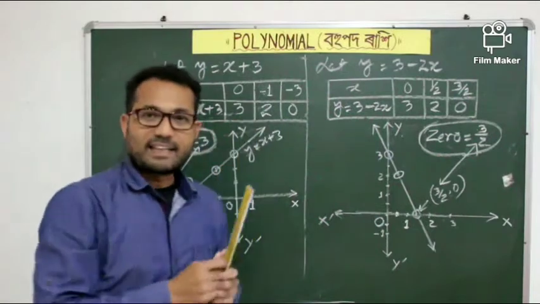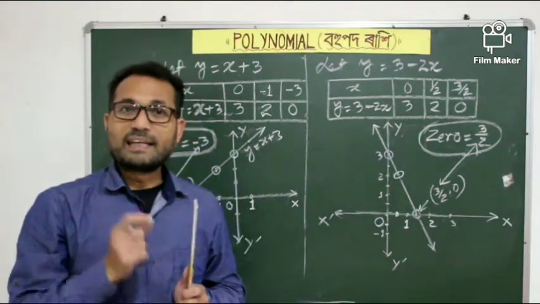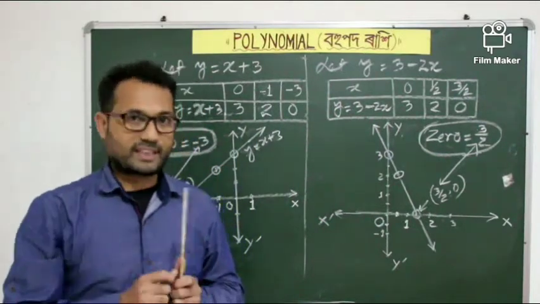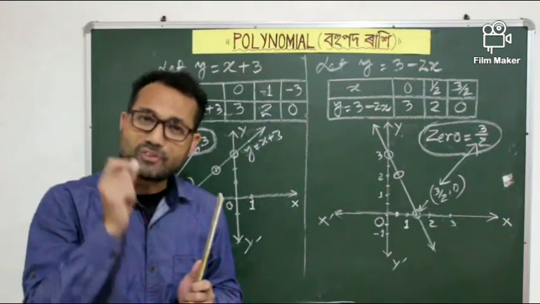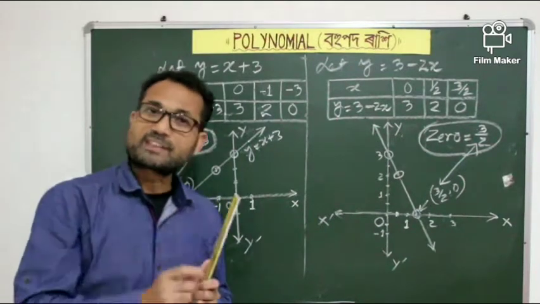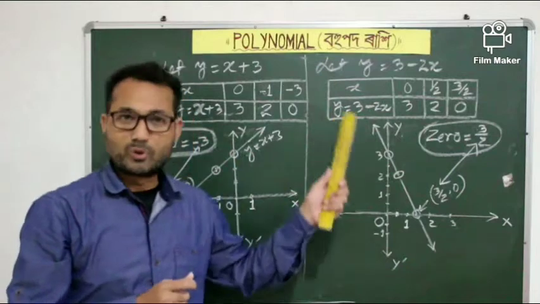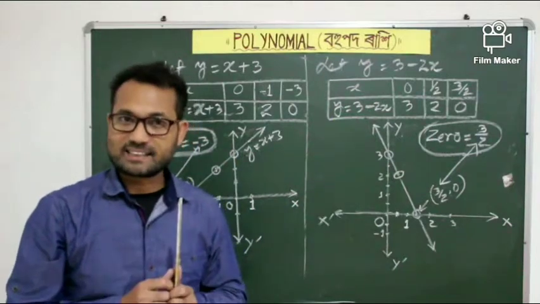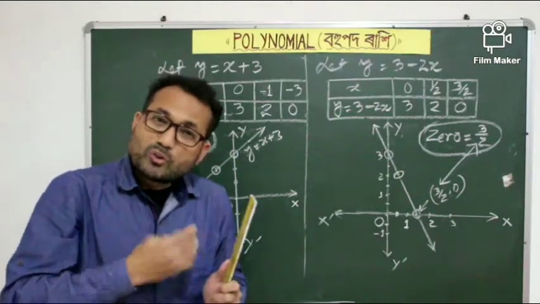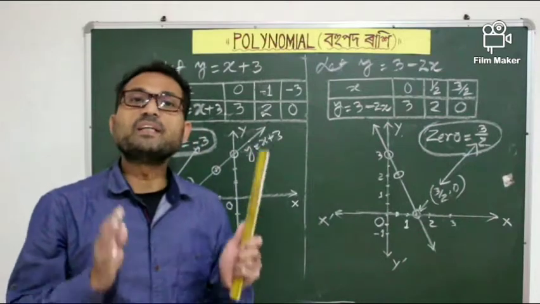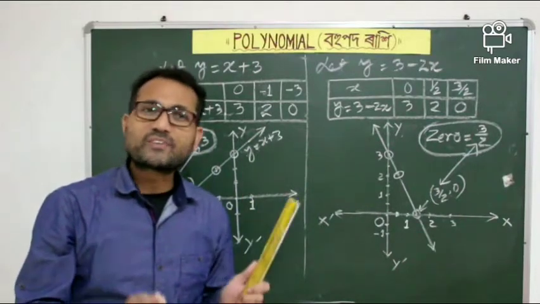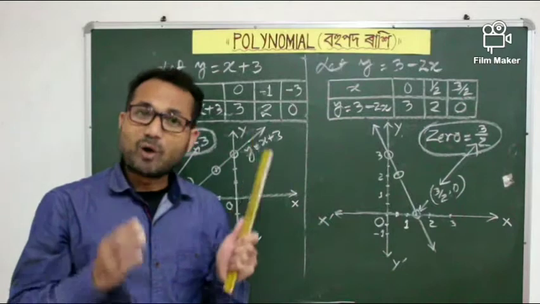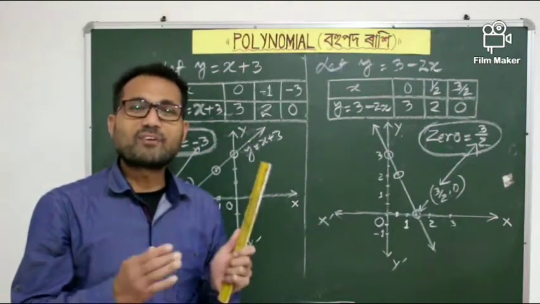So can we say the zero of a polynomial is the x coordinate of the point of intersection represented by the graph of that polynomial with the x-axis? So to conclude like that, let me consider a quadratic polynomial and let me also draw the graph of that quadratic polynomial.